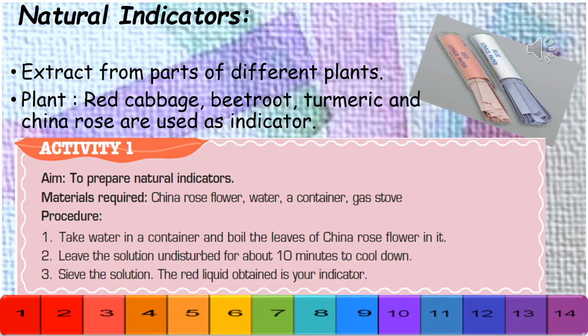So here is activity number 1 in your textbook, which tells you how to prepare your natural indicator. What you need is China rose flower, water, a container, gas stove. The procedure is to take water in a container and boil the flower of China rose in it. Then leave the solution undisturbed for 10 minutes and let it cool down. Then filter the solution. Whatever red liquid is obtained is your indicator, and that can be used to detect whether the solution is acid or base.